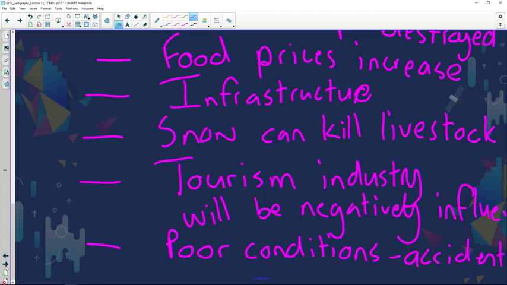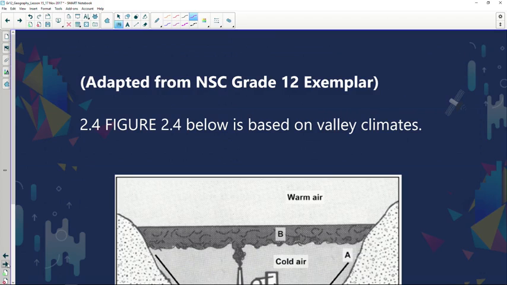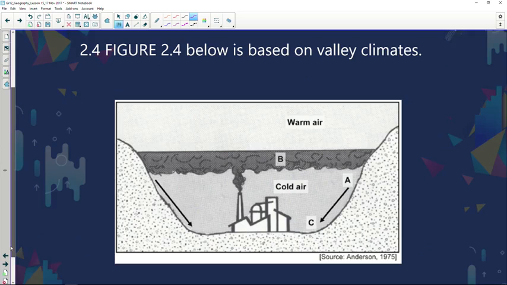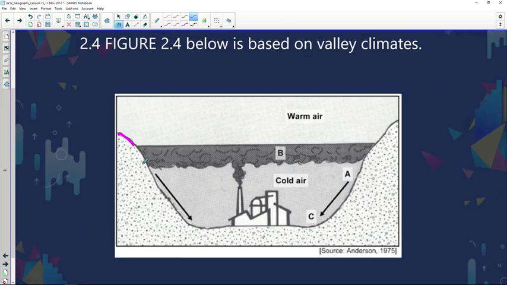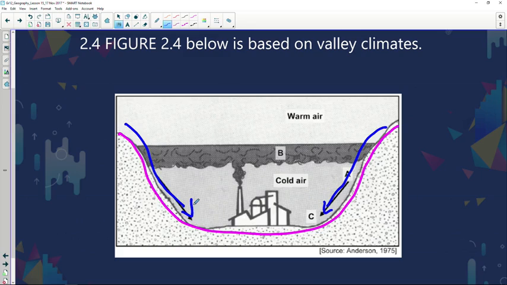Okay, let's quickly have a look at our next question. Figure 2.4 below is based on valley climates. What do we know about valley climates? It's local climate. If you look at the diagram, immediately what can we pick up? It's situated in a valley, as you can see over there. And one thing I've noticed over here is that we have sinking air taking place. Now, does sinking air take place during the day or during the night? Let's quickly find out directly after the break. Stay tuned.